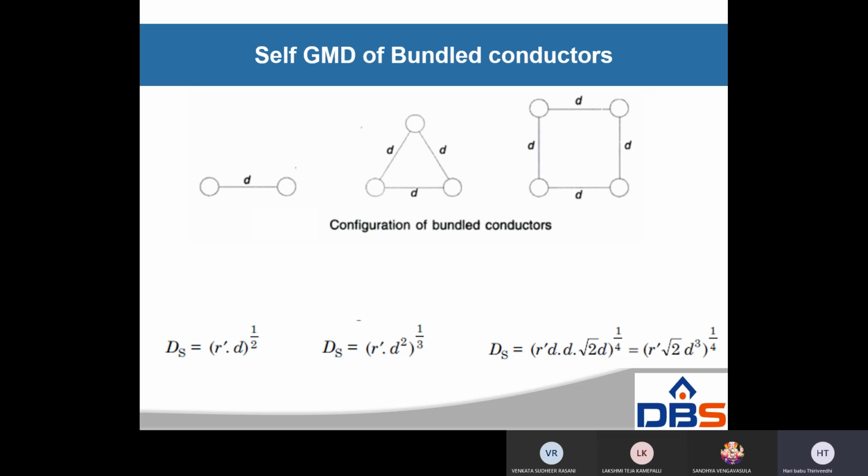Suppose like this, self is R dash, and this conductor to this conductor distance is D, and this to this D, but this conductor to this conductor, that is the Pythagoras theorem. Hypotenuse square is equal to adjacent square plus opposite square, square root of D square plus D square, that is root 2 D. So that's why R dash, root 2 D square, D cube, whole power 4 conductors, that's why 1 by 4. Like that you have to determine the self GMD.